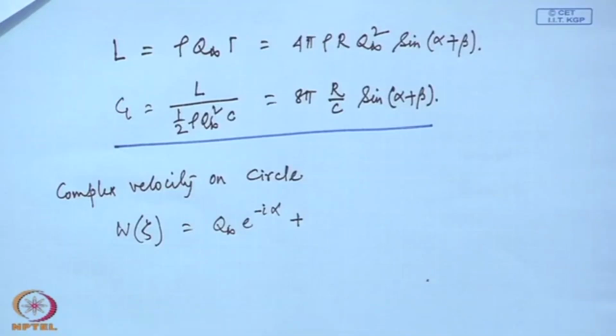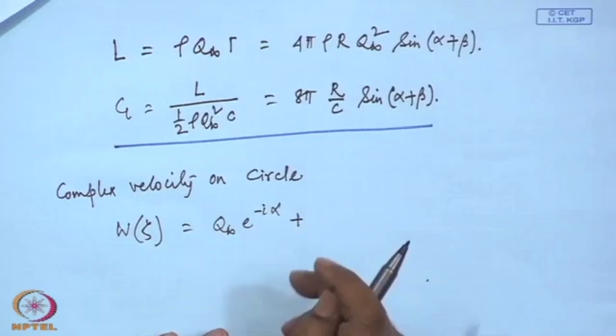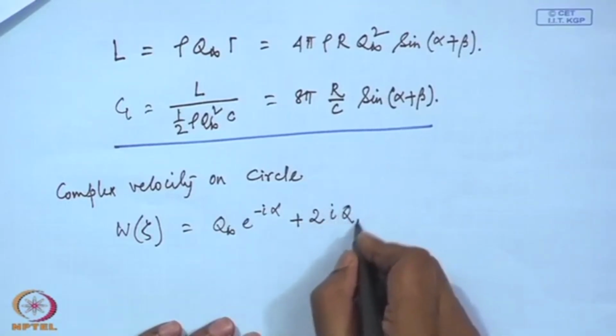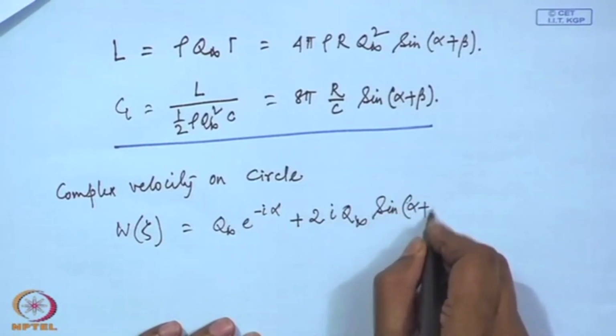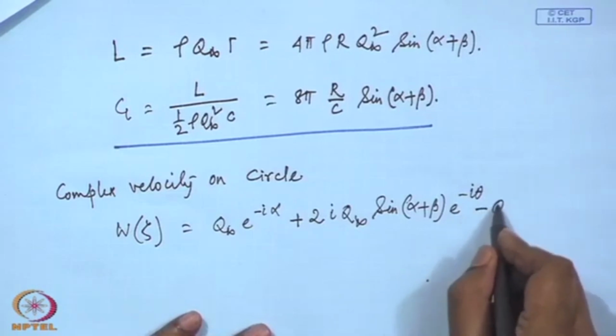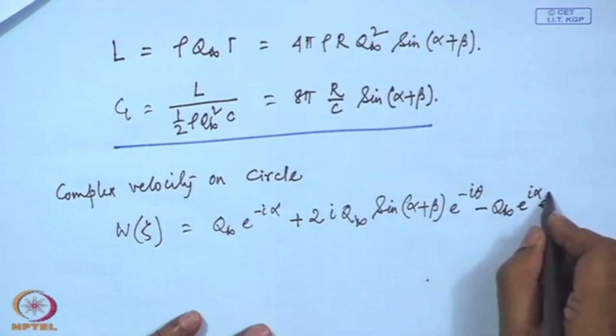And what is that zeta minus zeta naught? r e to the power i theta. Now, it is i theta, not beta. That r also gets cancelled. So, what remains? 2 i q infinity sin alpha plus beta into e to the power minus i theta. Okay. And what happens to the last term? Last term is minus q infinity e to the power i alpha e to the power 2 i beta.